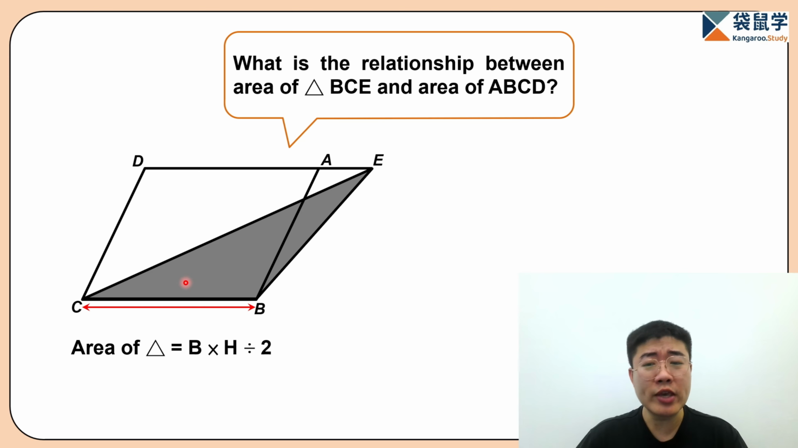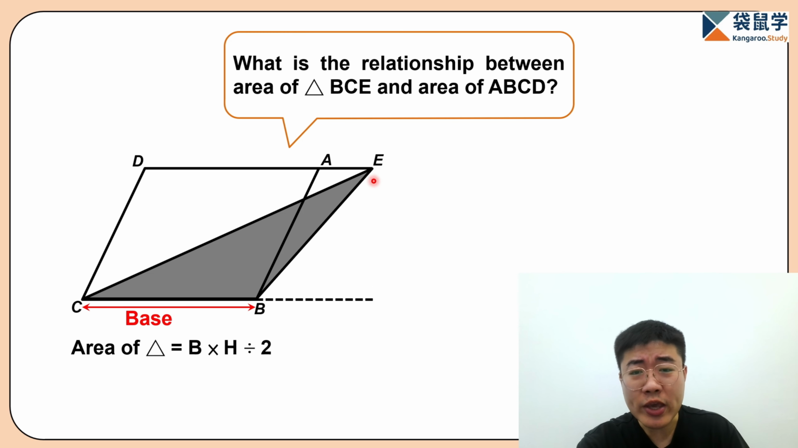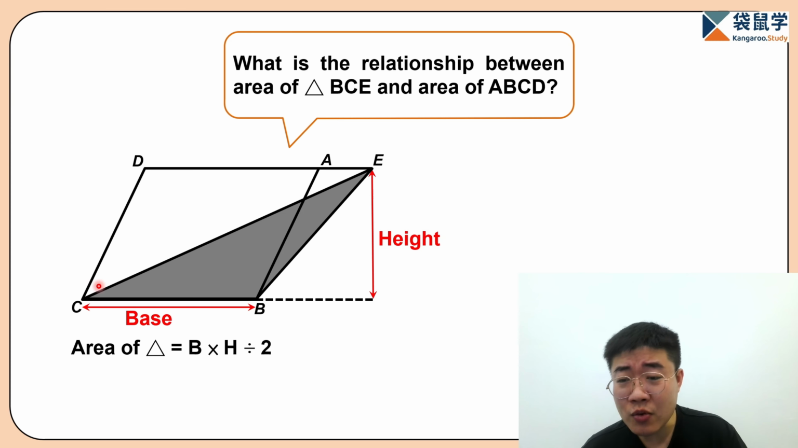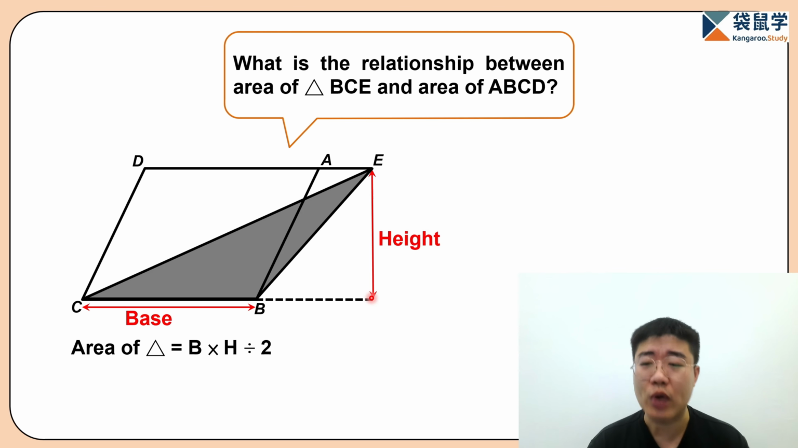So everyone, what we can do here is first extend the base, we extend the line CB. Then we can draw the height. This is the height of the triangle. So for an obtuse triangle, when we try to draw the height, it will be outside the triangle here. That's something we can take note of. Again, we have the base times the height divided by 2, which gives us the area of the triangle.